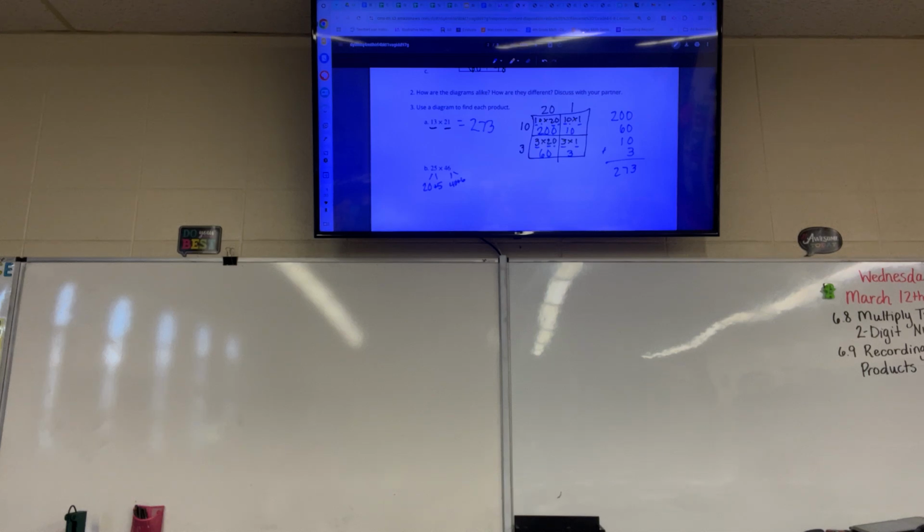Then on this one, what's to the left of it? And what's on top of it? Okay, that's what you're going to write in that box. And then what's to the left of this box? Does that make sense? Okay. You're supposed to be doing this on your marker board. See what everybody else is doing?